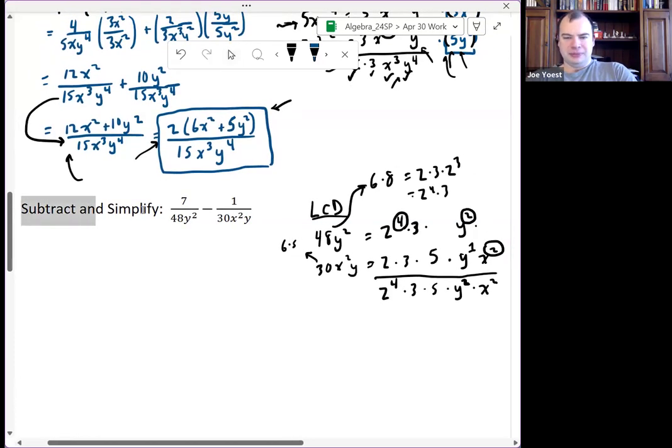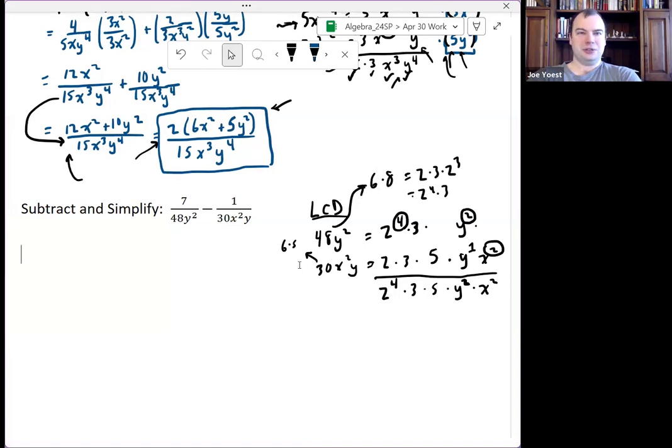So now the next problem, a very similar type of problem, but there are a couple of slight complexities here, particularly in finding the LCD. So let's look at our two numerators, 48y squared and 30x squared y. The first thing we notice is that we have kind of complicated numbers to deal with here. 48, its prime factorization isn't super easy. It's not like 14, where you just say 2 times 7, and we're right at 2 prime numbers.